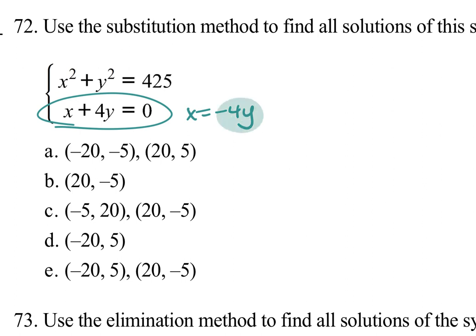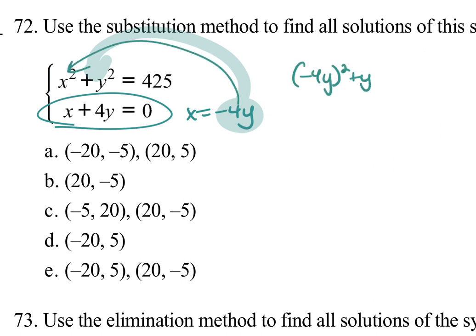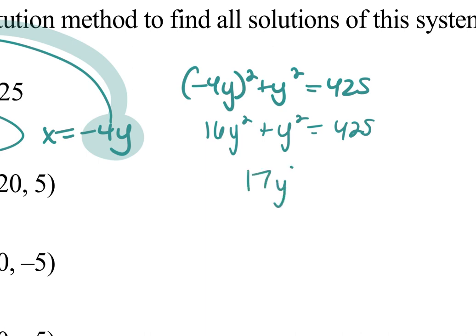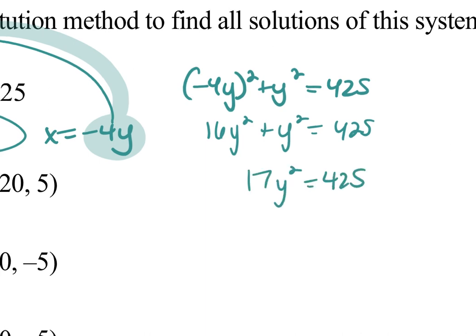And then I'm going to take that negative 4y and plug it into the top in place of the y. So x squared plus negative 4y. Wait, I just did the wrong thing. Sorry, I plugged into the wrong one. I will plug it into the x. Negative 4y squared plus y squared equals 425. Negative 4 squared is 16. 16 y squared plus y squared equals 425. And I get 17 y squared equals 425.